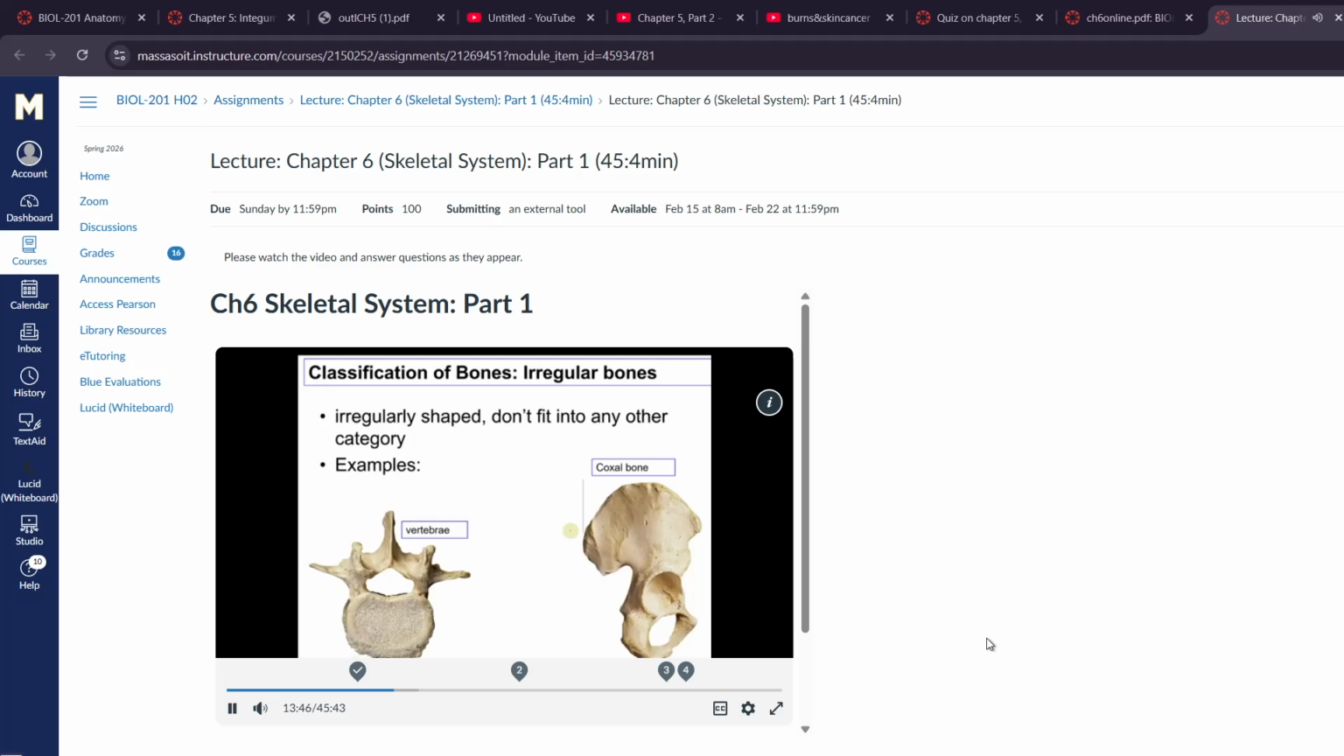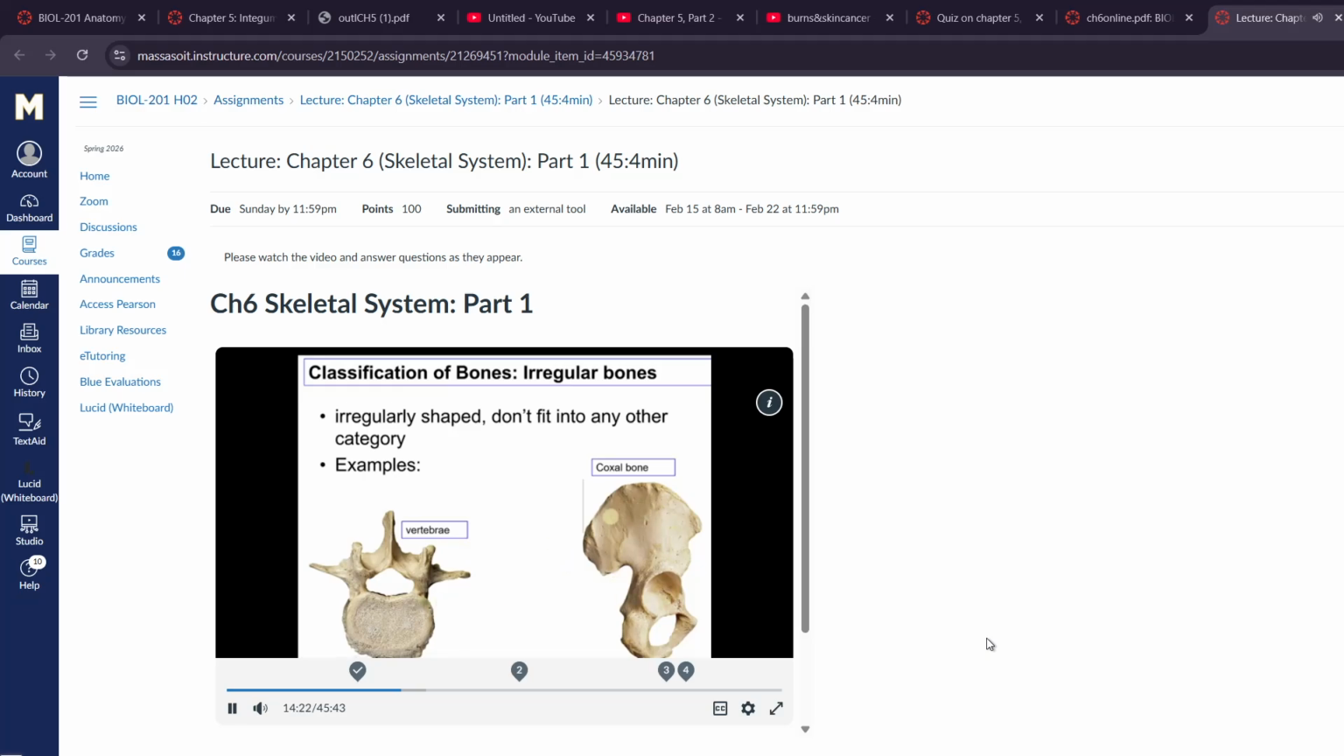Lastly, we have irregular bones. Irregular bones are irregularly shaped, and I will say that this is actually a no-no. So when someone asks you to define a word, don't use the word to define itself. In this case, I'm going to do that, but I'm going to go ahead and explain it even further. Irregularly shaped bones don't fit into any other category. So for example, this is a vertebrae. These are the bones in your back. And they're not short, they're not long, they're not flat. And so the only other category is irregular.